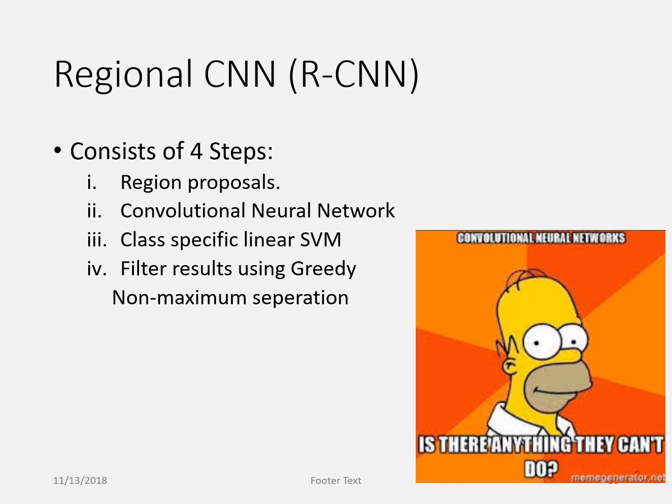So moving on to our major focus here, which is Region-based Convolutional Neural Networks, also known as RCNN. RCNN is one of the most significant papers in this field because they were one of the first papers to talk about the usage of deep neural networks in this application of object detection. It's quite intuitive, consisting of 4 steps: region proposal, convolutional neural network, class-specific linear SVM, and filtering those results using greedy non-maximum suppression.